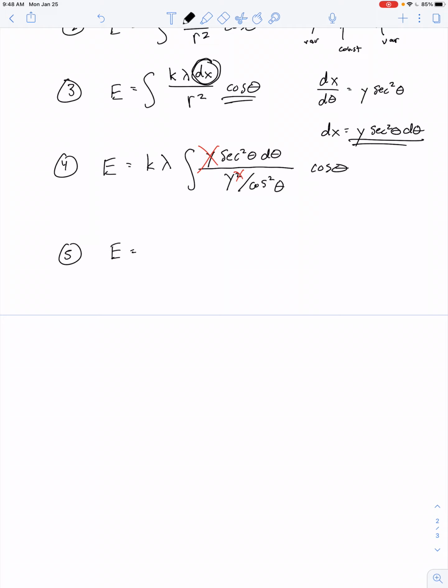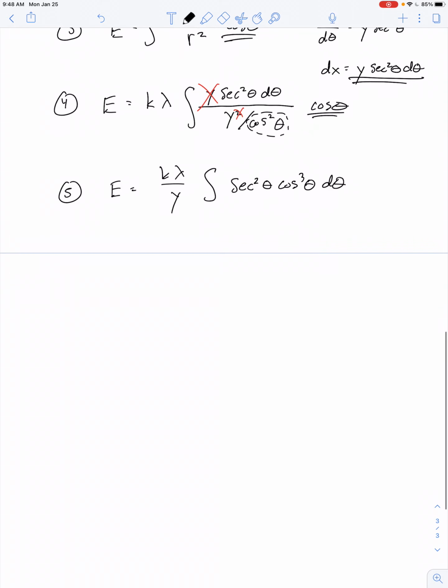get E equals k lambda over y times the integral of, let's see, we've got a cosine, we've got 1 over cosine squared in the denominator. And then we've got this cosine here. So I guess we have secant squared theta, cosine cubed theta, d theta. And isn't secant the same thing as 1 over cosine? Right. So, boy, this really simplified a lot. Who knew? E is equal to k lambda over y times the integral of cosine theta d theta.